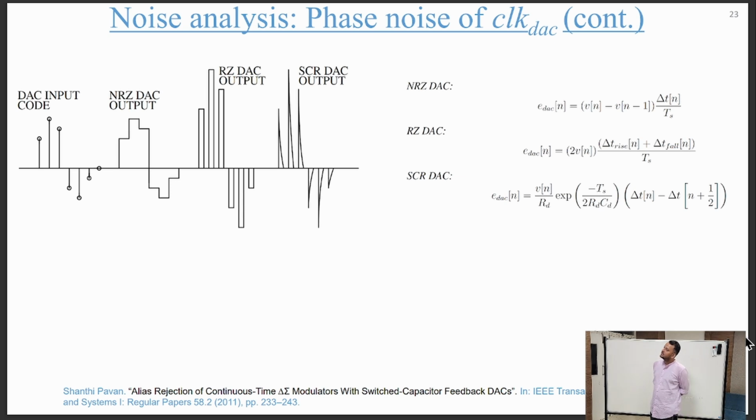Also, due to the jittering clock of the DAC in the CTDSM, it affects differently based on the pulse shape of the DAC. For an NRZ DAC the error model is different. For a return-to-zero DAC and for a switched-capacitor-resistor DAC, the model is different, as shown here.